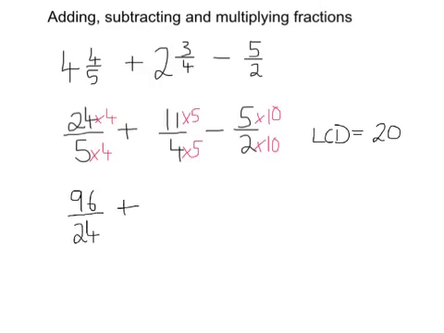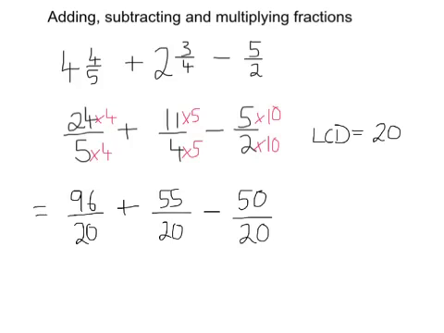And the next one, 11 times 5 is 55 over, I don't know why I wrote 24, sorry about that. 5 times 4 is not 24, it's 20. So that should be 20, and then 55 over 20, and minus 50 over 20.